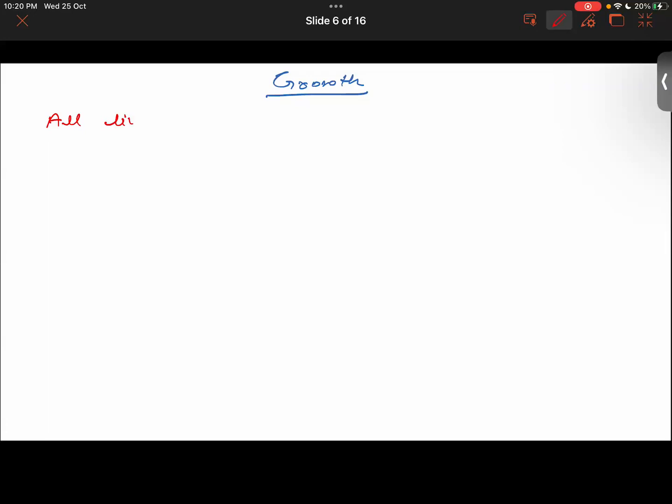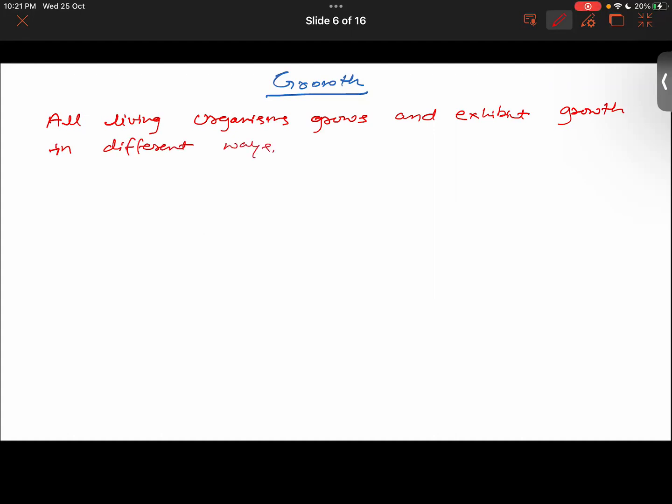I should give example of how they show growth. Like cats. They play when they're small, and then when they grow up, they won't play. Okay.